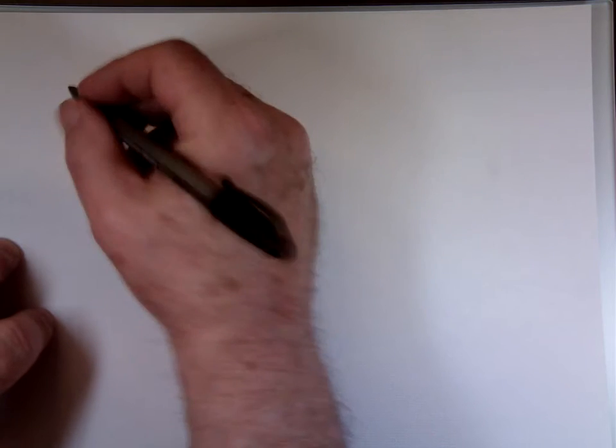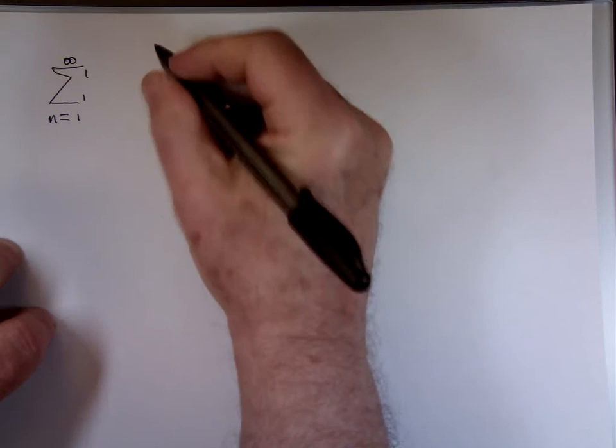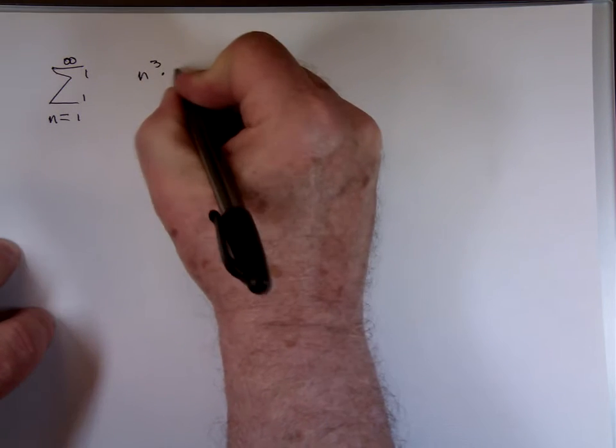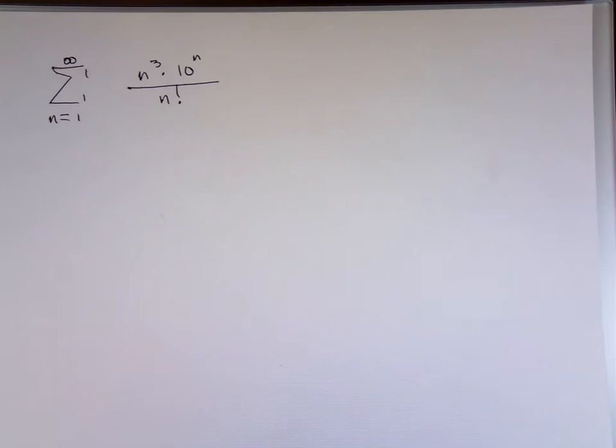Here's the problem. Let's suppose we have n cubed times 10 to the n over n factorial. This is a problem. The problem is because n cubed over n factorial, no question, that converges. N factorials increase faster than n cubes, polynomials. And the factorial increases faster than the exponential function. But the product of those two up there, n cubed with the exponential function, is that sufficient to overtake the factorials and cause the series to diverge?